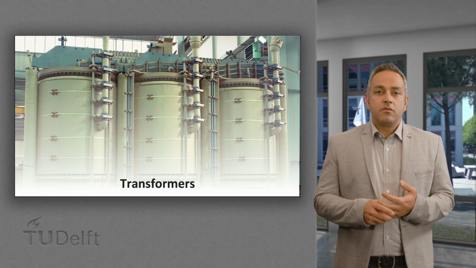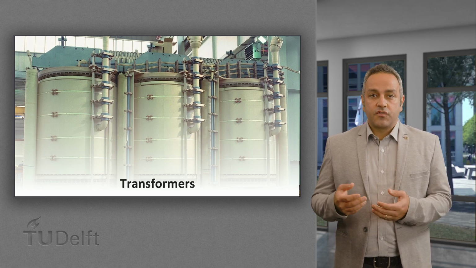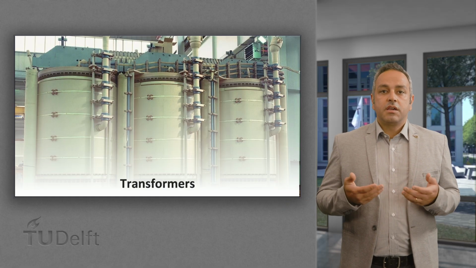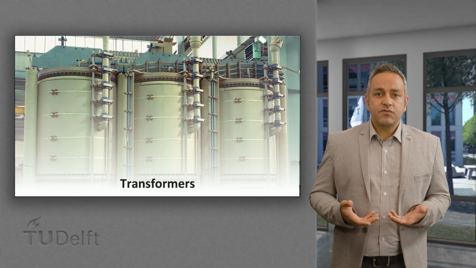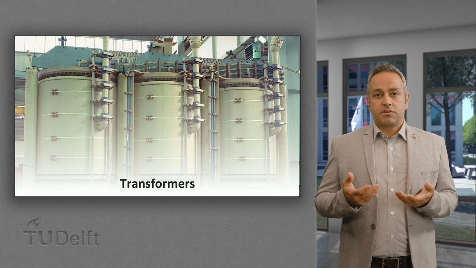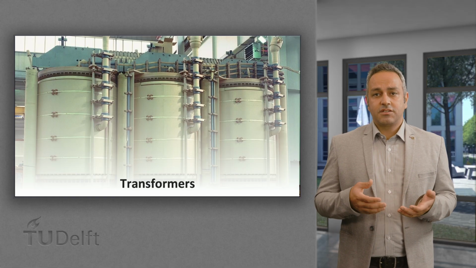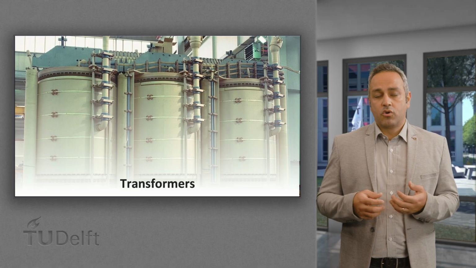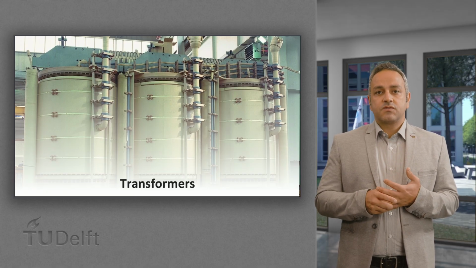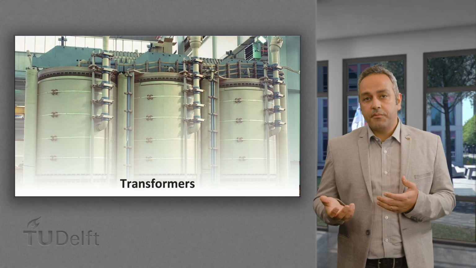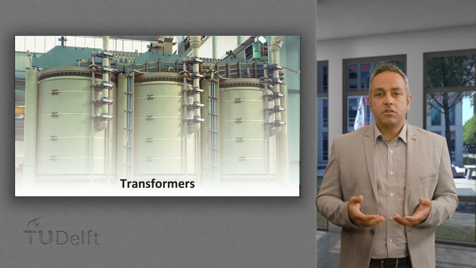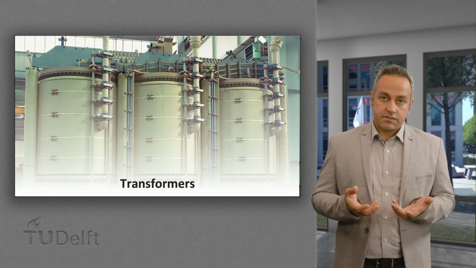You might wonder, how does a voltage level change from one system to the other? In power systems, this is done mainly by means of transformers. A transformer uses electromagnetic induction to transfer electrical energy between two or more circuits. A typical transformer consists of two windings. Depending on the ratio between the primary and the secondary winding, the voltage will be increased or decreased.